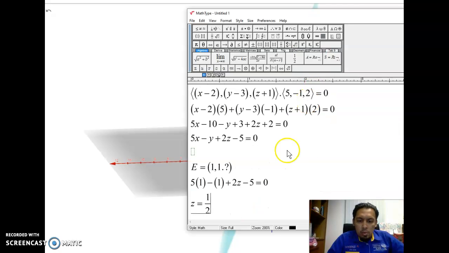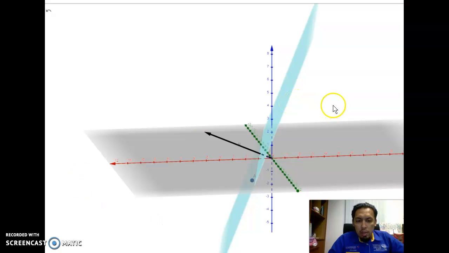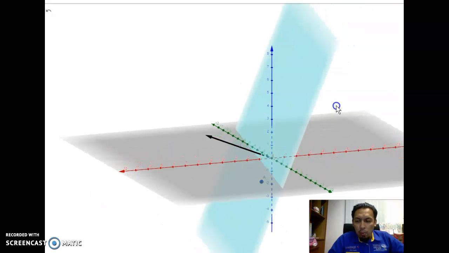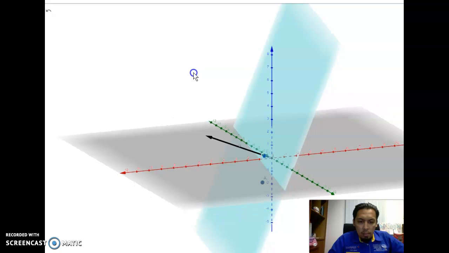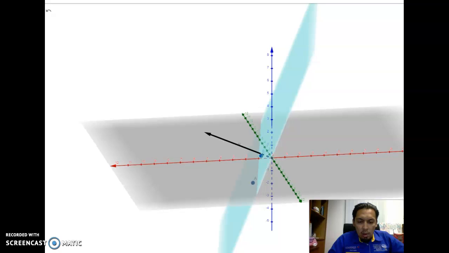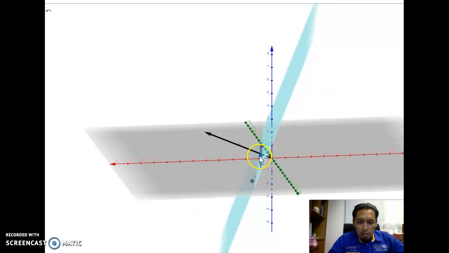By using the equation that we obtained for that plane, just input x 1, y 1, and we're able to figure out that z should be 1 over 2. So if we input it in this plane, that 1 over 2 should be on this plane. Now you see E here, this is the point that we just calculated.